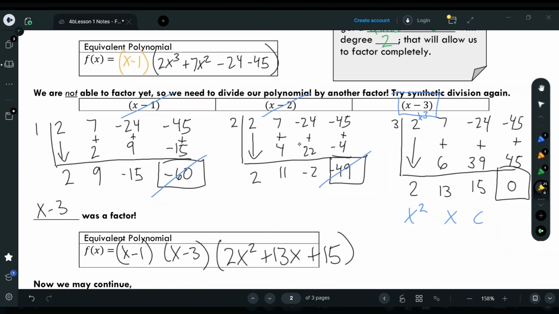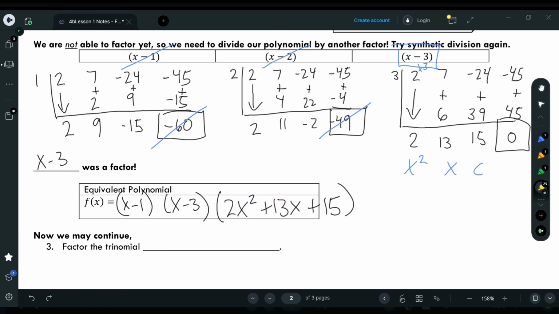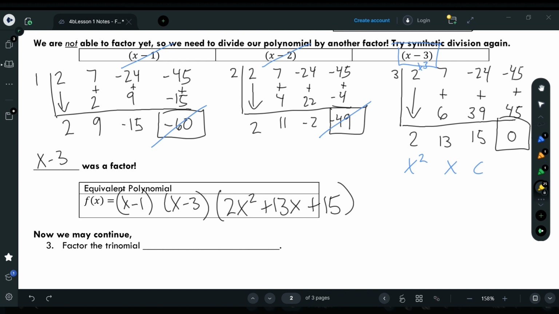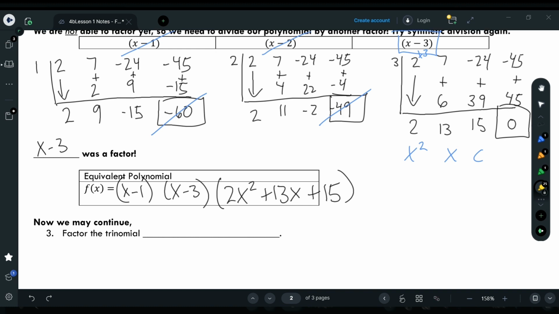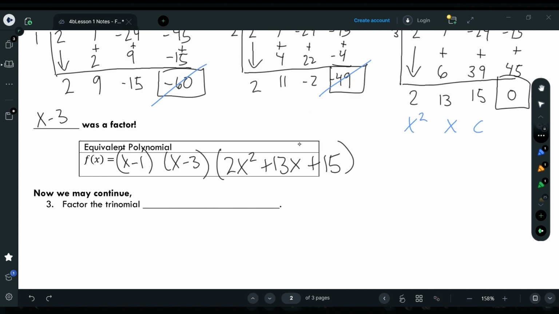And so now that we have a quadratic here, we can factor the quadratic with our bottoms up method. And after we do that, then we'll have our function completely factored. So let's see, this is the piece that we want to factor, this guy, which is 2x squared plus 13x plus 15. Let's write down our a, b, and c values.